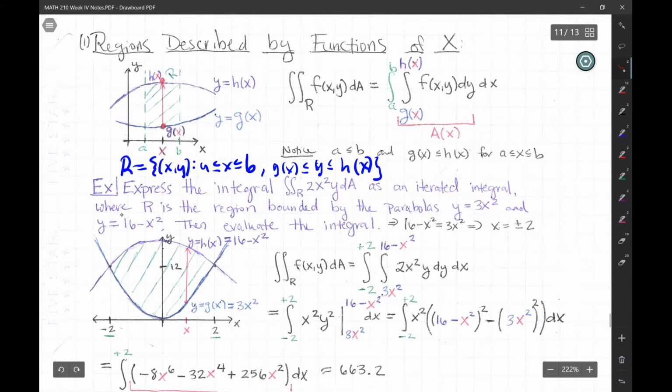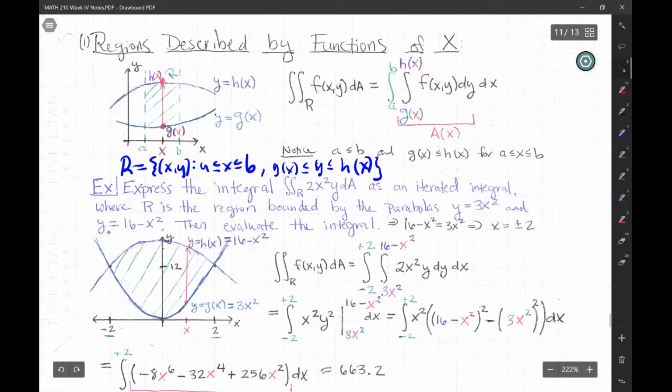So let's take a look at the example that we have here. We want to express this double integral as an iterated integral, where R is the region bounded by the parabolas y equals 3x squared and y equals 16 minus x squared. Okay?